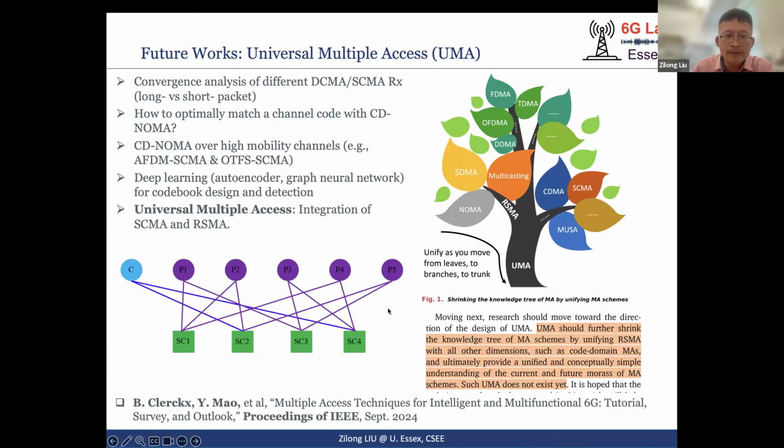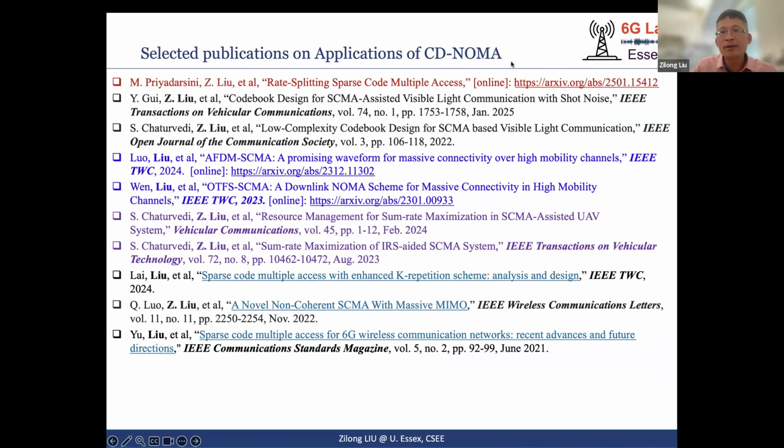In this paper, we have shared some preliminary results online. If you are interested, you can simply type rate splitting sparse code multiple access. But here, we are still trying to do more, to meet the requirements of our reviewers. Thanks a lot, Professor Liu.